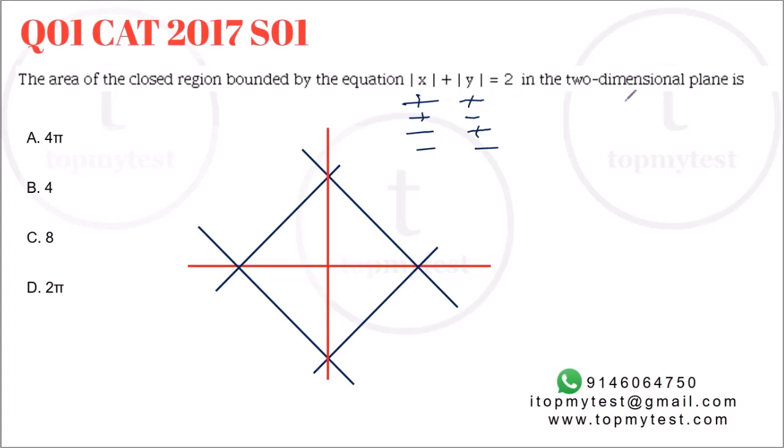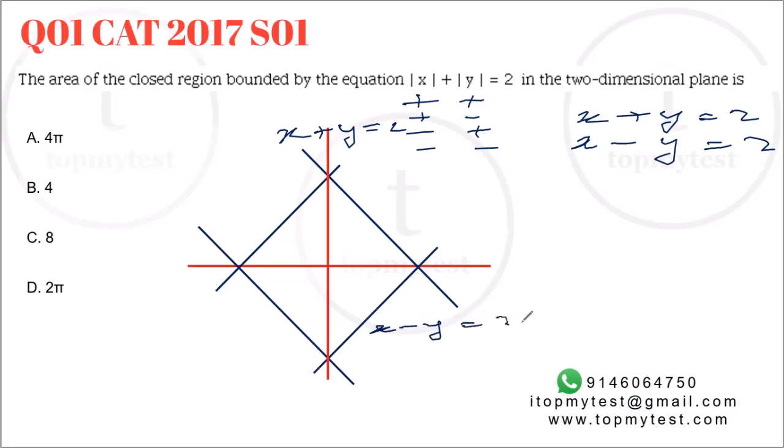So the first graph would be x plus y equals 2, right? Which will be this line. The second graph would be x minus y equals 2. So if you put x equal to 0, y is equal to minus 2. If you put y equal to 0, x will be 2. So this will be x minus y equals 2.